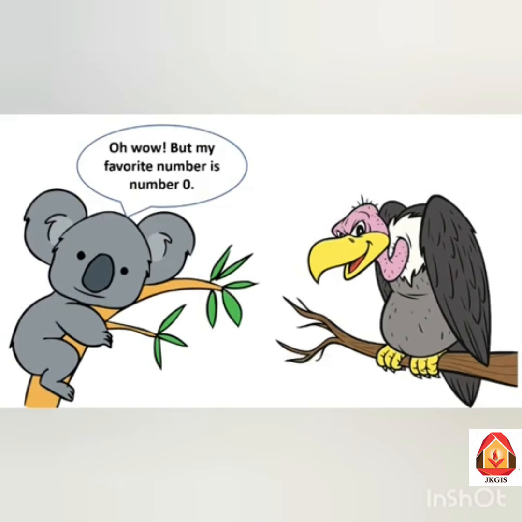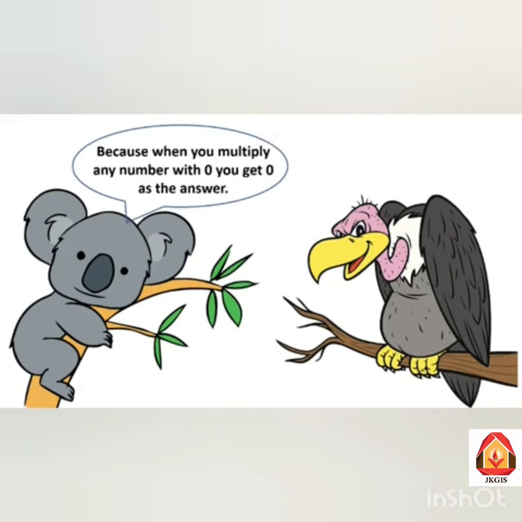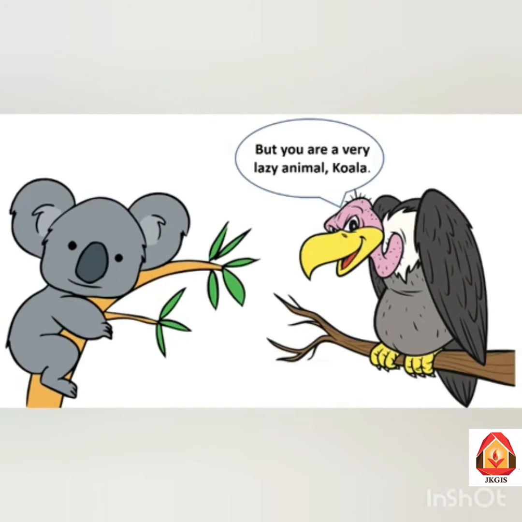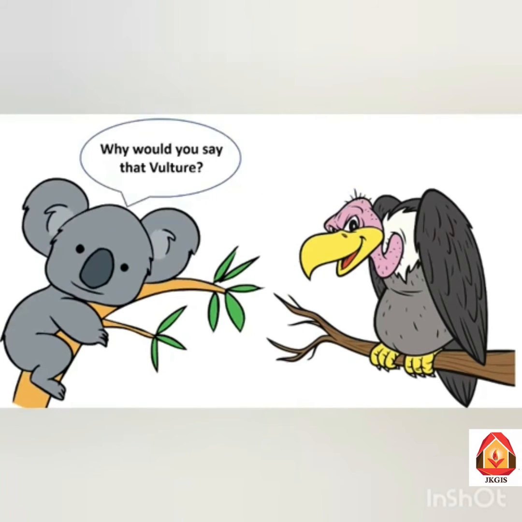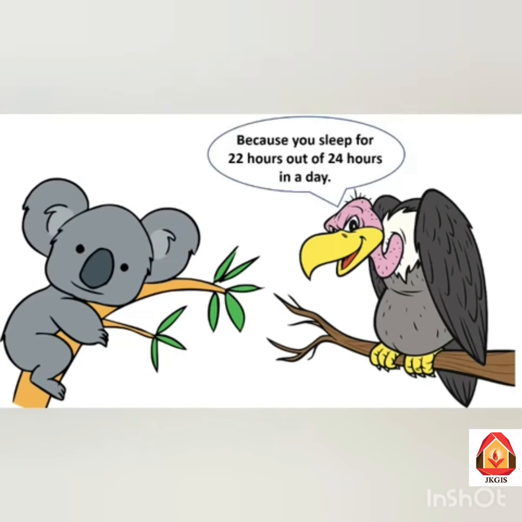Oh wow! But my favorite number is 0 because when you multiply any number with 0, you get 0 as the answer. For example, 2 multiplied by 0 is equal to 0. But you are a very lazy animal, koala. Why would you say that, Vulture? Because you sleep for 22 hours out of 24 hours in a day. Can you tell me for how many hours you sleep in a week?